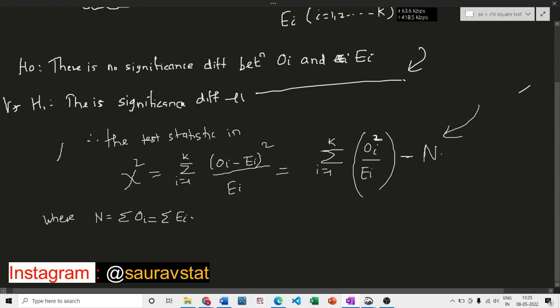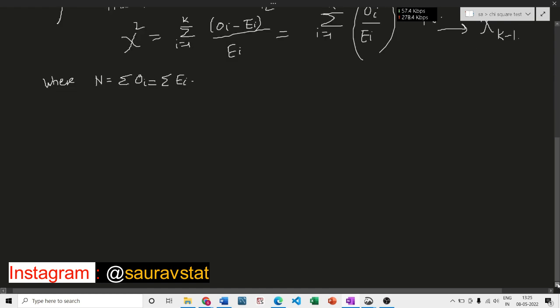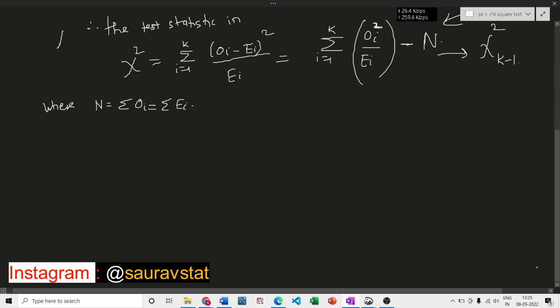Then this test statistic will follow a chi-square distribution with the parameter k minus 1. That means if there are k observations, then your parameter of the distribution will be k minus 1. Now what is the critical region in this case?